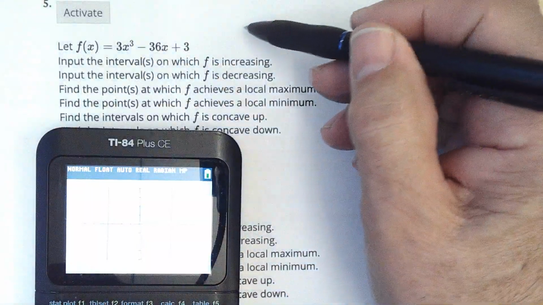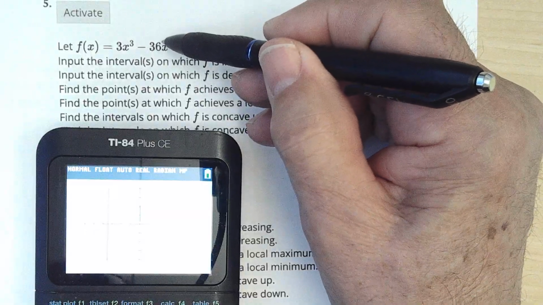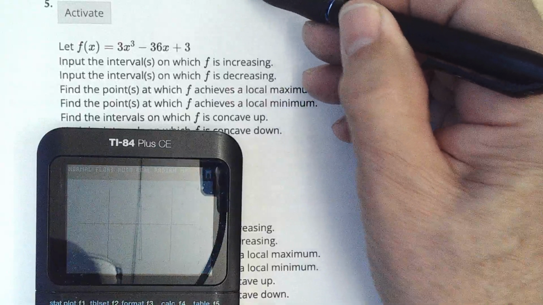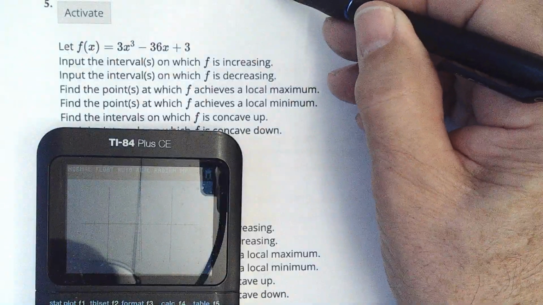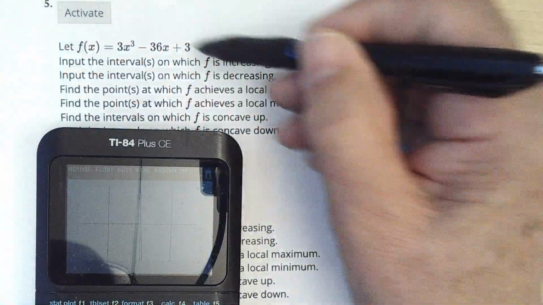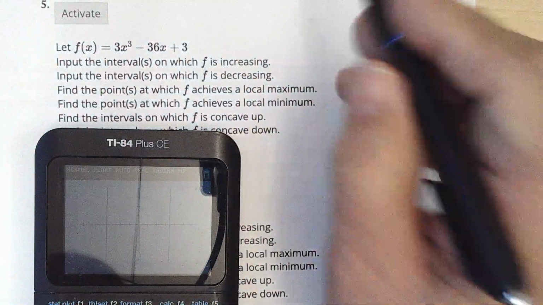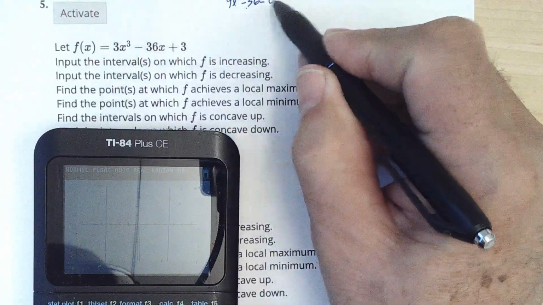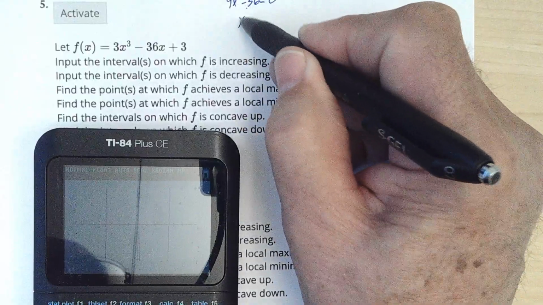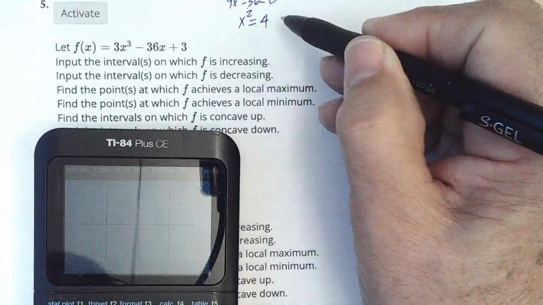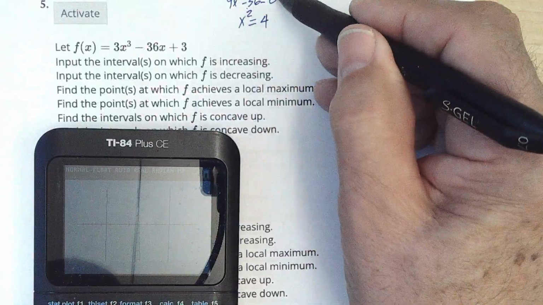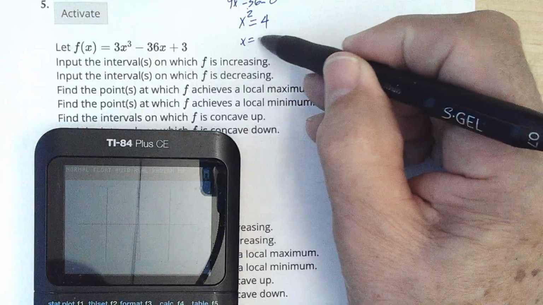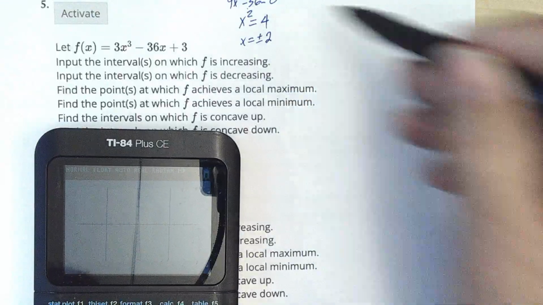So to do that, we set the first derivative equal to 0. If I take the derivative of this, that would be 9x squared minus 36, and the derivative of 3 is 0. So if I set 9x squared minus 36 equal to 0 and add 36, and then divide by 9, I get x squared equals 4. Because minus 36, add it, it's 36, divided by 9 is 4. And so x is going to be plus or minus 2 when I take the square root.